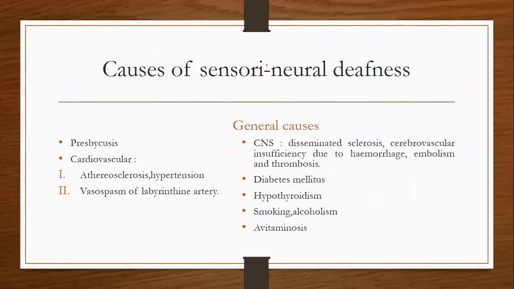Then the general causes include presbycusis; cardiovascular causes such as atherosclerosis or hypertension and vasospasm of the labyrinthine artery; then central nervous system causes such as disseminated sclerosis, and cerebrovascular insufficiency due to hemorrhage, embolism, and thrombosis. These may lead to decreased blood supply to the cochlear area, causing necrosis and leading to sensory-neural deafness. Then diabetes mellitus, hypothyroidism, smoking, alcoholism, and lupus erythematosus. So these factors can lead to the development of sensory-neural deafness.